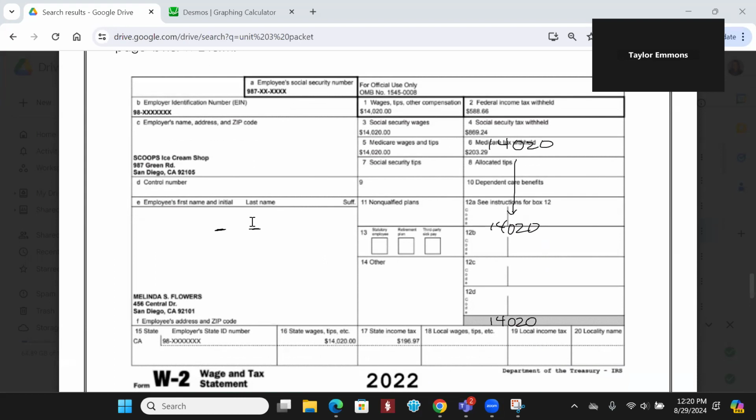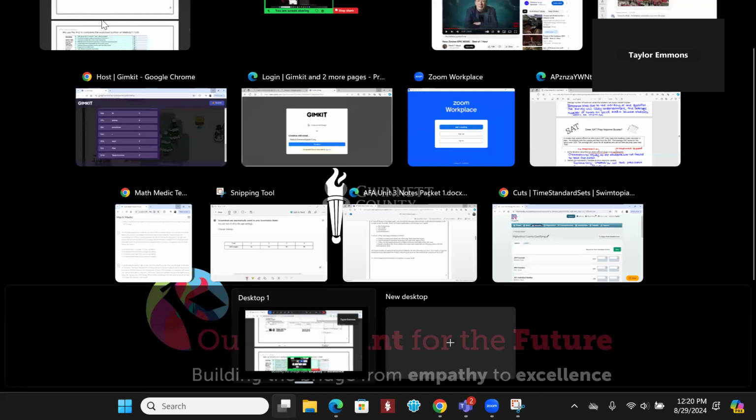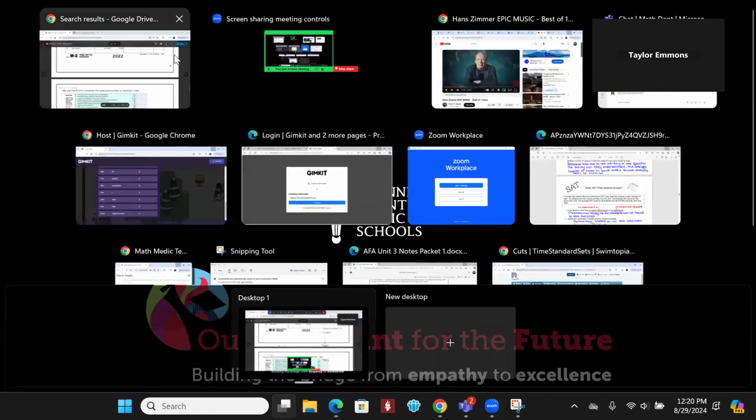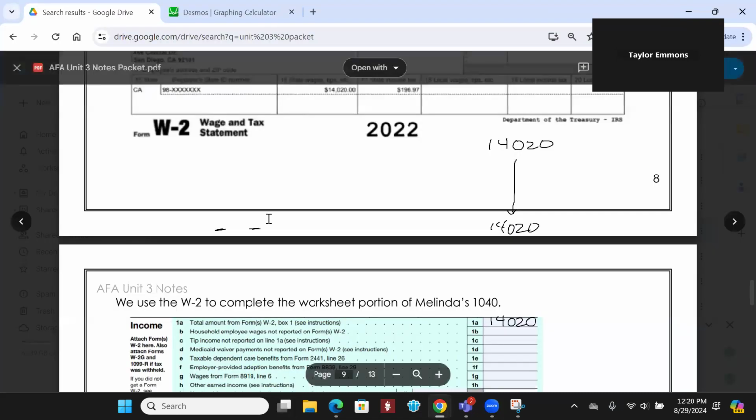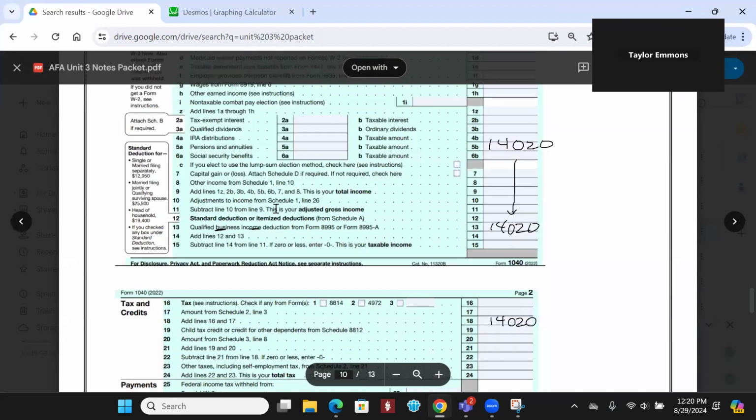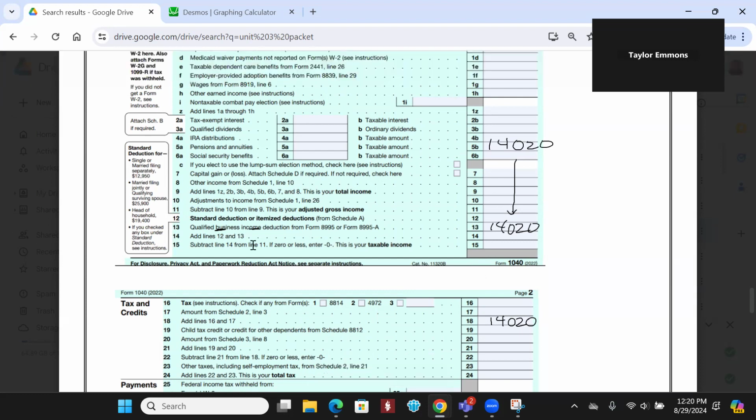So look at the description on the side next to 12. It tells you right there. Standard deductions. Is she single or is she married? Single. So she gets a deduction of 12,950. Okay, so we're gonna put that on line 12.